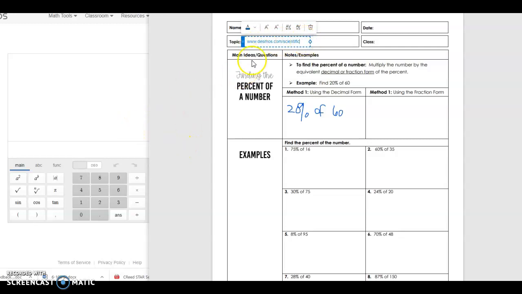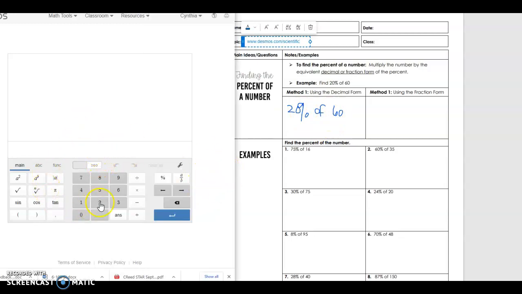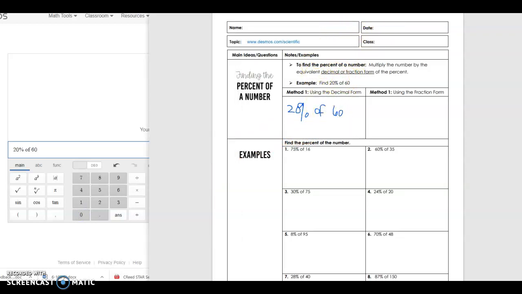So the easiest way to do 20% of 60 is to go to your Desmos calculator and type in 20, hit the percent sign, which will give you "of", and then type in your whole number, which is 60. And that answer right there is 12. So that is going to equal 12.